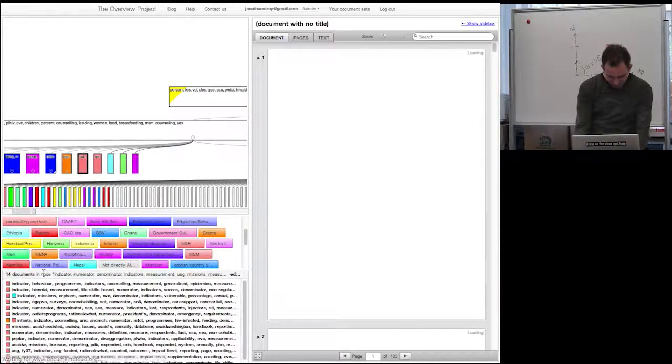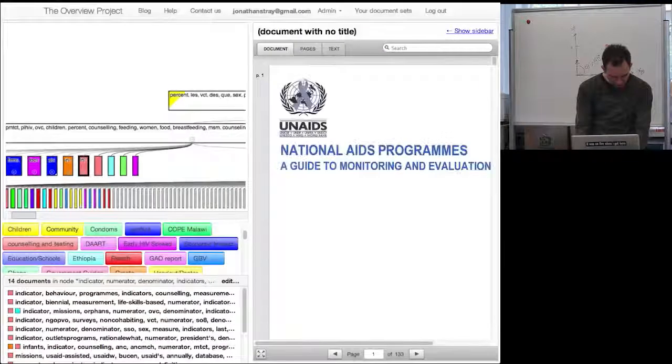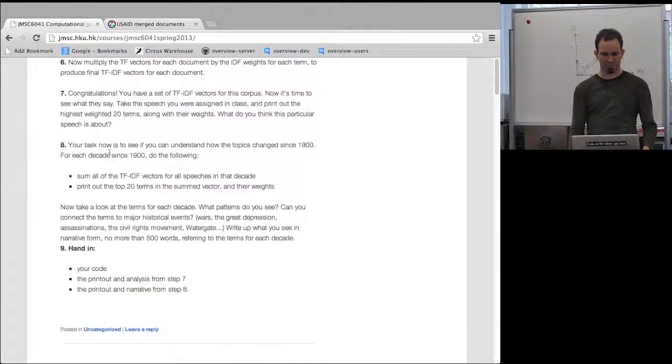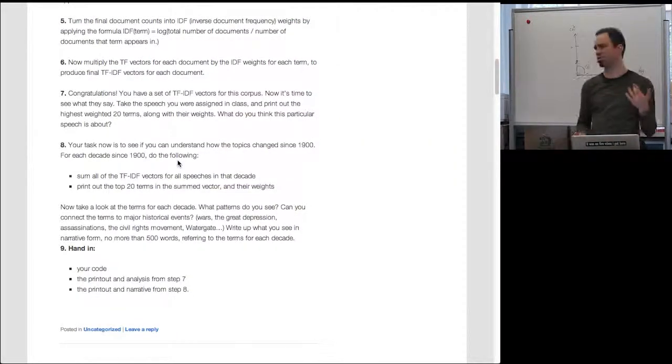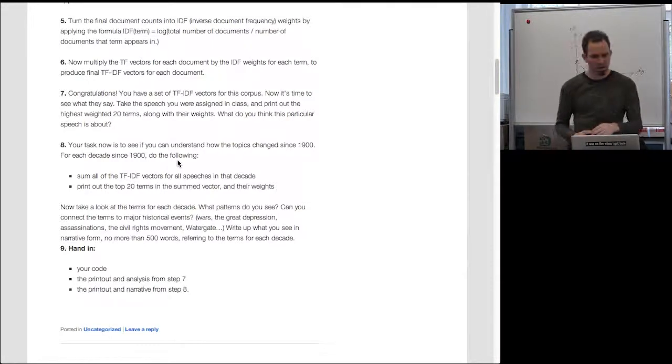So that is equivalent to, see here, 14 documents in node, indicator, enumerator, denominator, indicators. Wow, this is really about indicators, enumerators, and denominators. But it's a paper about evaluation, so that makes sense. So that's what Overview is doing with this line where it tells you what the 14 documents together are about. You're going to do that for each decade. So you're going to get it for 10 different, or I guess 12 different decades, from 1900.